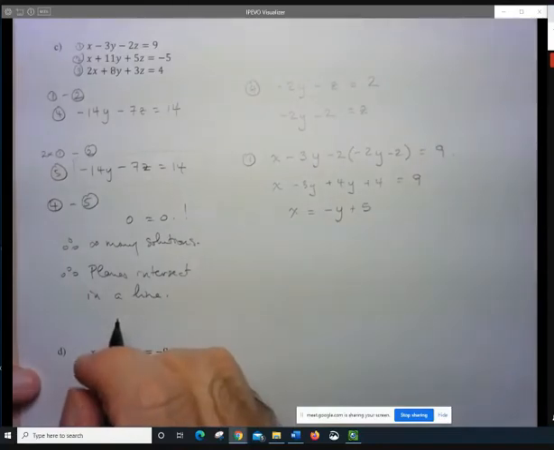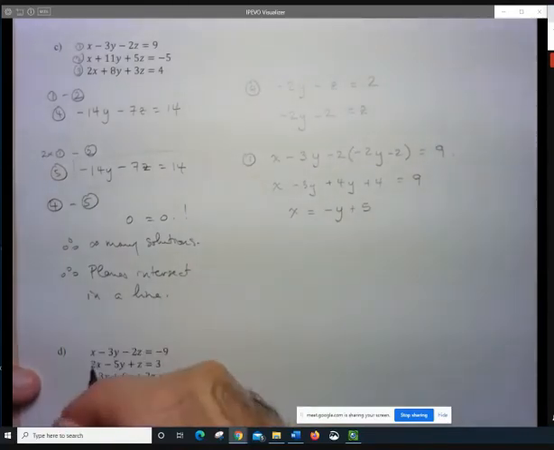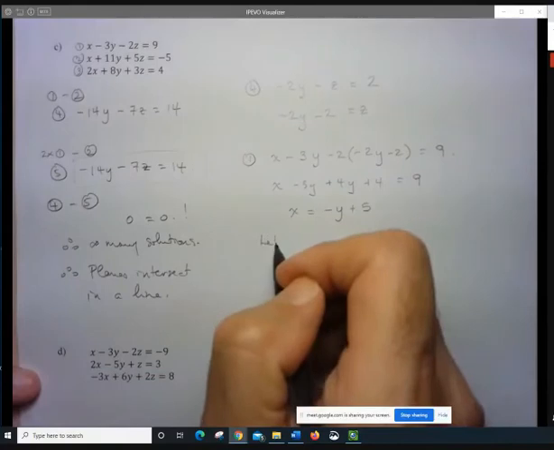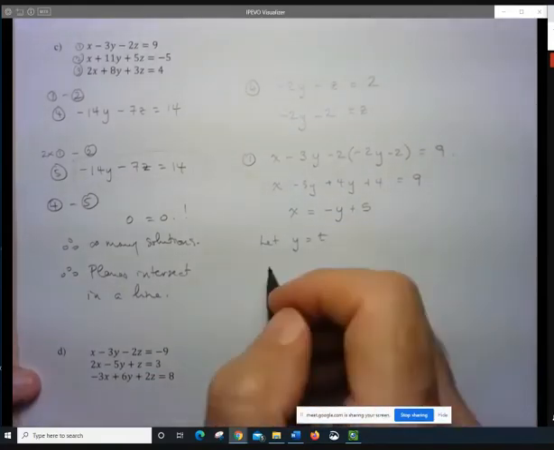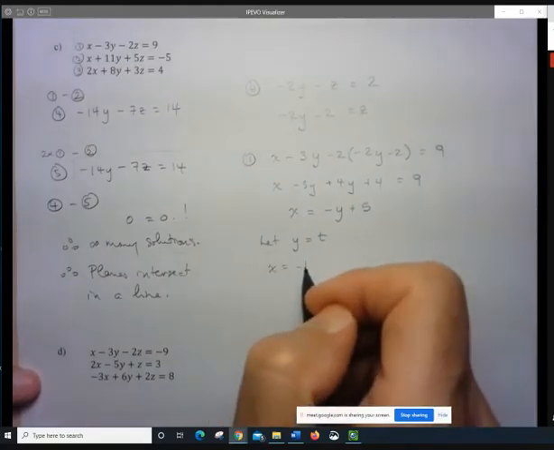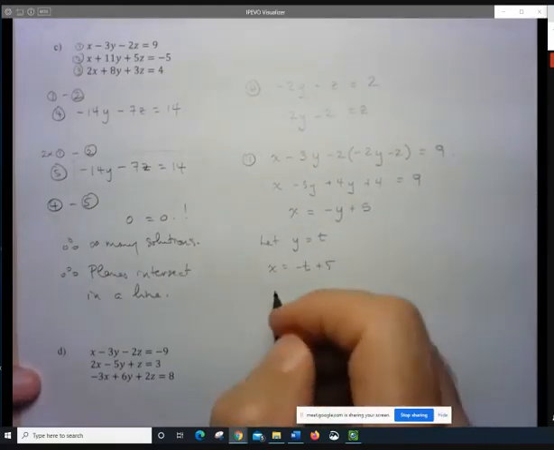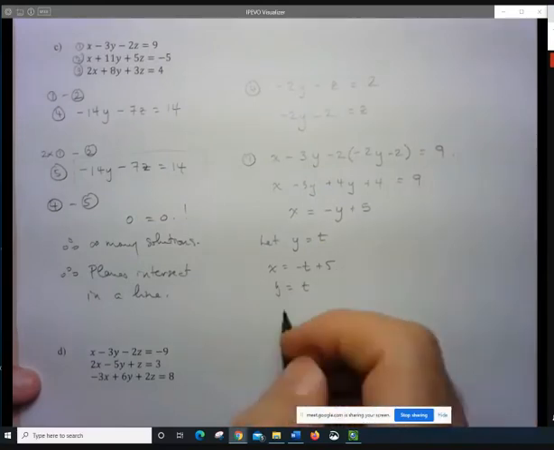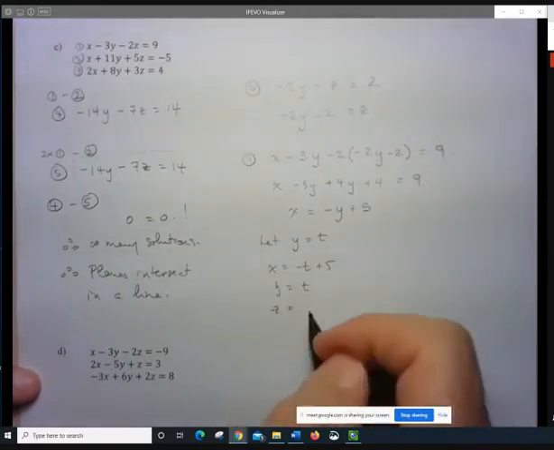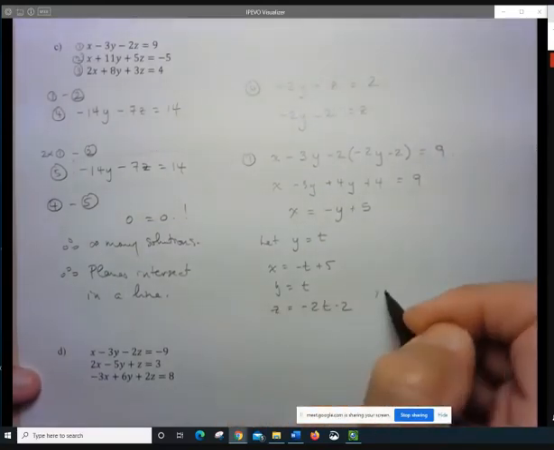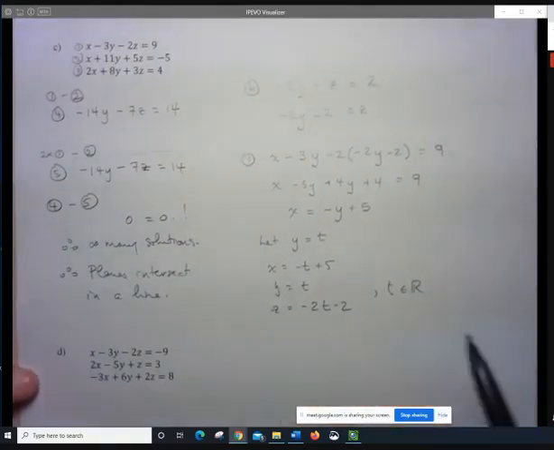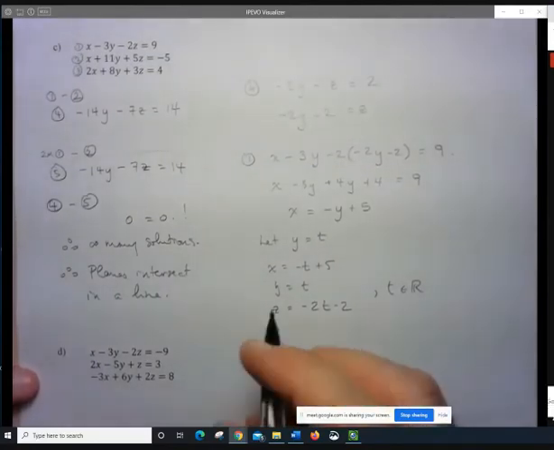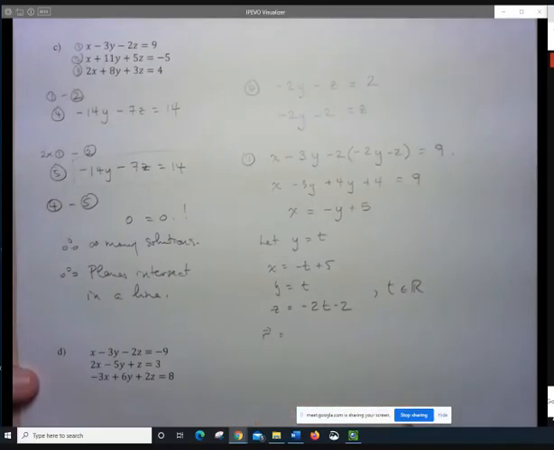And now we have the information to write down our solution. We'll let y be our parameter t. And so now we can write x equals negative t plus 5, y equals t, and z equals negative 2t minus 2. And if you're so inclined, you could also write this in vector form if you wanted.